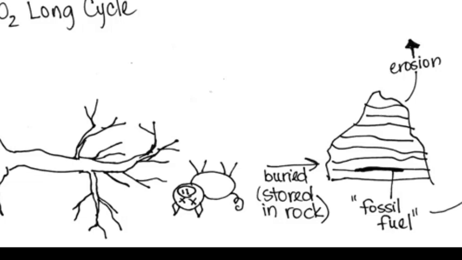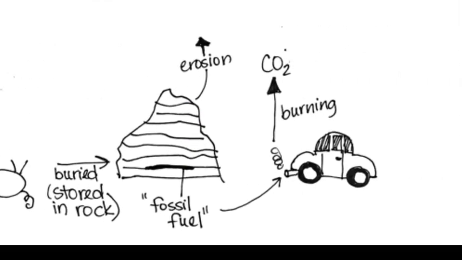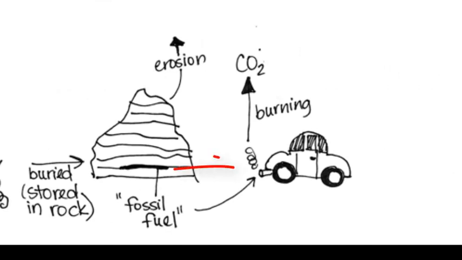In the natural long carbon cycle, the rocks will slowly erode, releasing teeny tiny amounts of fossil fuel that will then decompose and return carbon to the atmosphere. In the past couple of centuries, though, we've mined fossil fuels and we burn them, basically releasing hundreds of millions of years worth of stored carbon all at once. This is the cause of climate change.